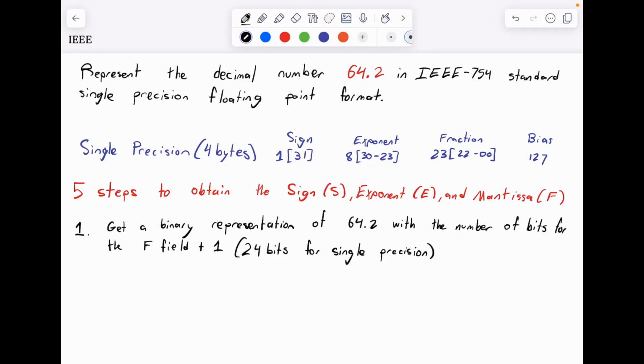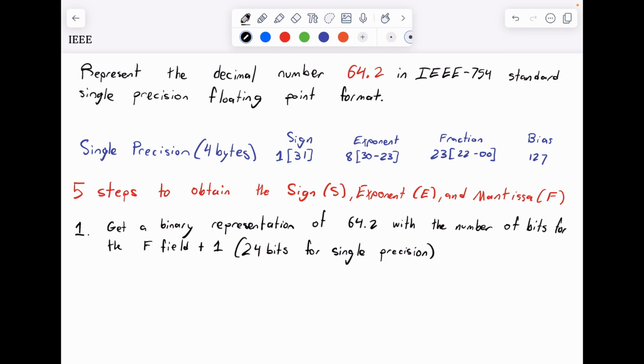Okay, so we're going to learn how to represent the decimal number 64.2 in IEEE 754 standard single precision floating point format. The first thing to note is that single precision IEEE format takes 4 bytes or 32 bits, and there are 3 components represented in those 32 bits.